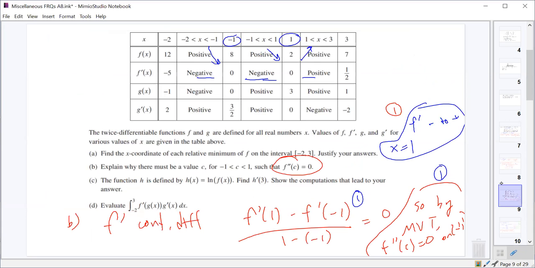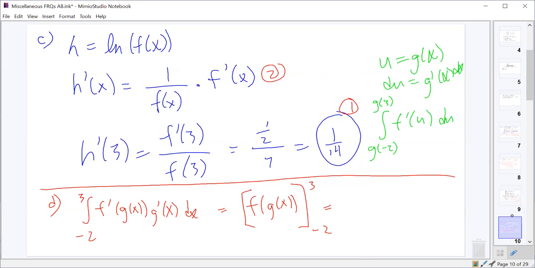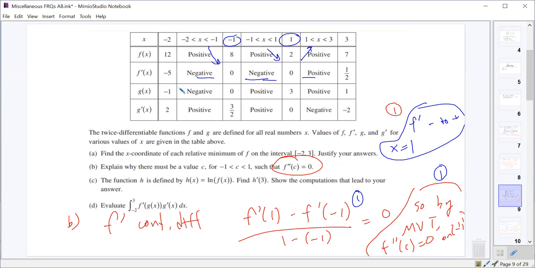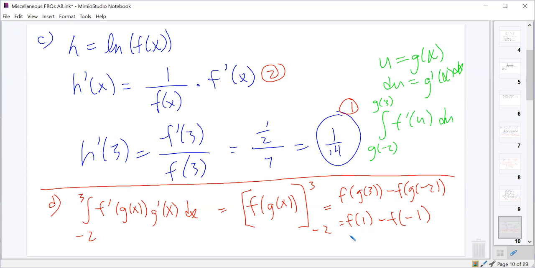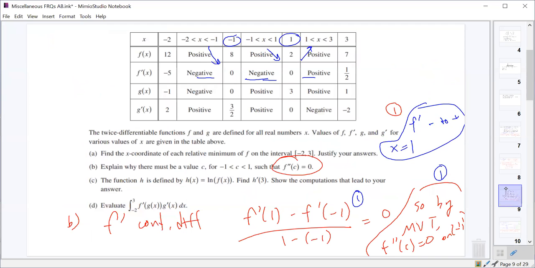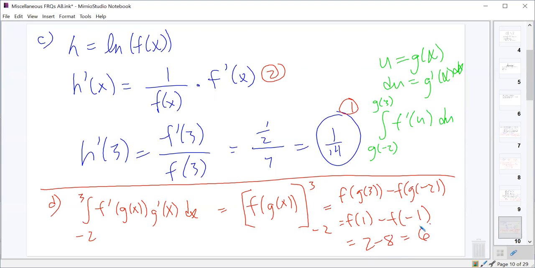And so here, we're going to do the exact same thing. We need to find what's g of 3. So we go back to our chart. g of 3 was 1. So we'll write f of g of 3 minus f of g of negative 2, which equals f of 1 minus f of negative 1, since g of 3 is 1 and g of negative 2 is negative 1. And f of 1 is 2, and f of negative 1 is 8. So we should get 2 minus 8. It should be 6. And that was worth 3 points as well. Two for correctly getting the integral and one for correctly getting the answer.